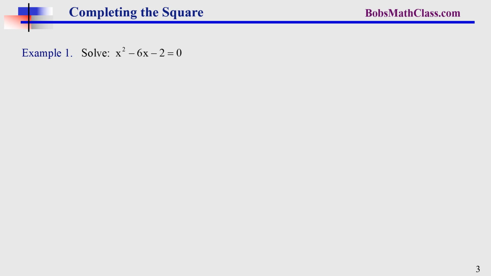Okay, here's our first problem. x squared minus 6x minus 2 equals 0. Notice that this cannot be factored. So that's why we have completing the square. In the next video, we're also going to learn about the quadratic formula. But let me just say that without completing the square, there is no quadratic formula. So the quadratic formula is obtained from the method of completing the square.